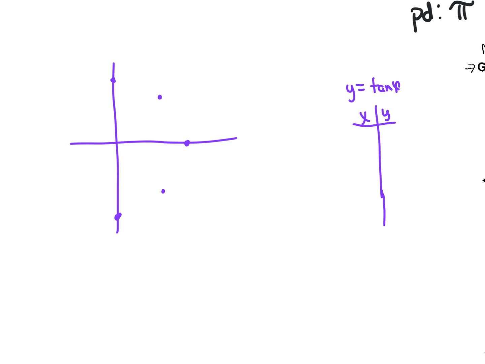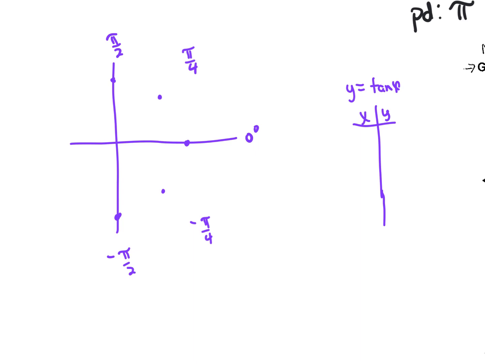So remember, tangent is y over x. I want you to think about what the coordinates are at 0 degrees, at 45 degrees, which is equivalent to pi over 4, and at 90 degrees, which is equivalent to pi over 2. And then I also want to look at negative pi over 4 and negative pi over 2. So just watch and think about this.